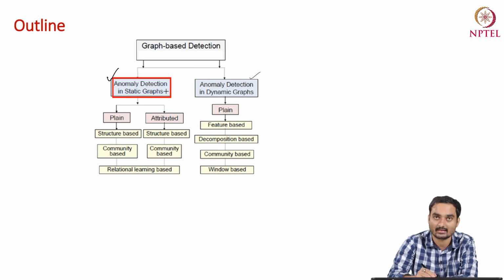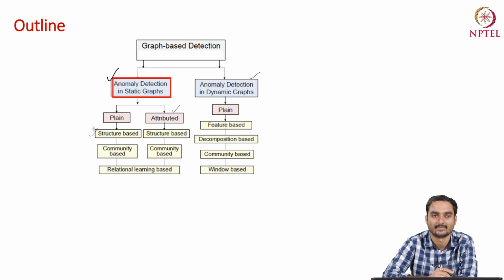Now, if you look at the static graphs, there are methods for plain static graphs in which there is no attribute associated with nodes and edges, and there are algorithms specifically designed for attributed static graphs. And for both plain and attributed static graphs, there are algorithms which only look at the structural properties of the network, and there are algorithms which also look at the communities within a network.